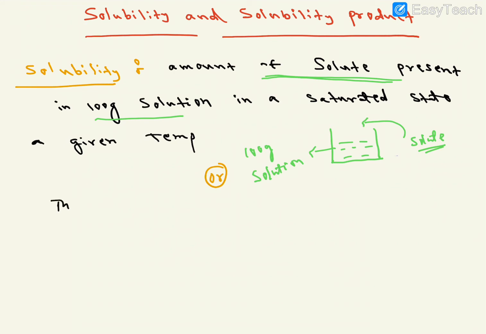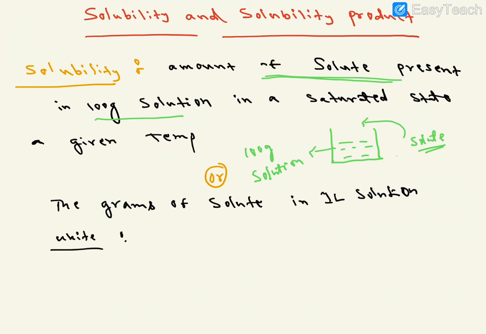The grams of solute in 1 liter of solution is called solubility. So what are the units here? The solute we are mentioning in grams, solution in liters. That means grams per liter. I hope it is clear.